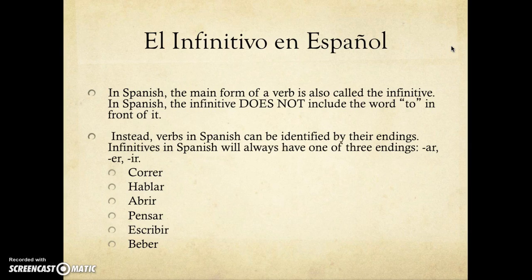Infinitives in Spanish will always have one of three endings: AR, ER, or IR. Some examples in Spanish are the verb correr, hablar, abrir, pensar, escribir, y beber.